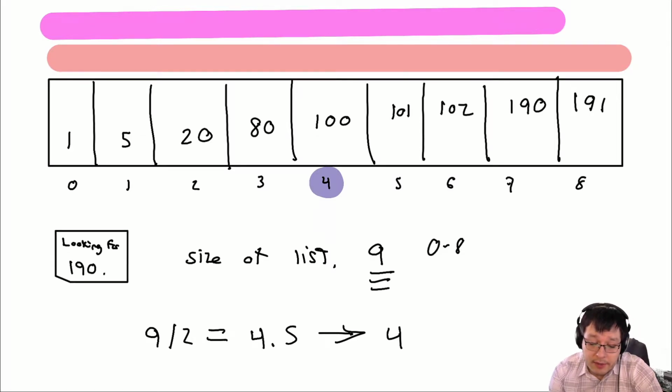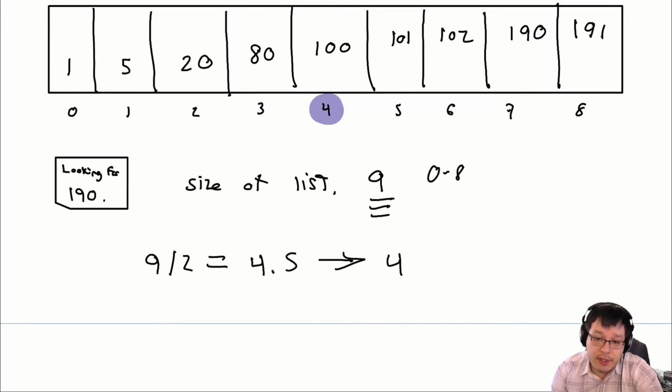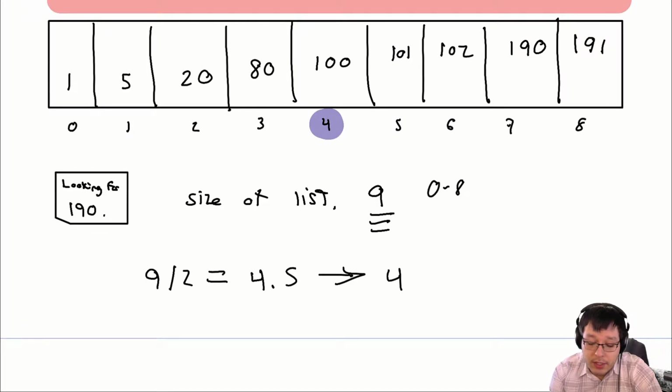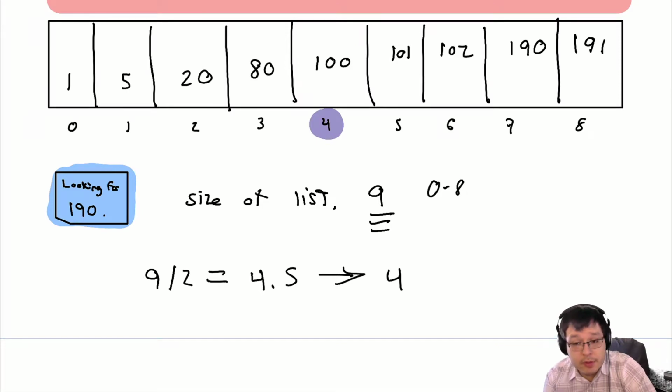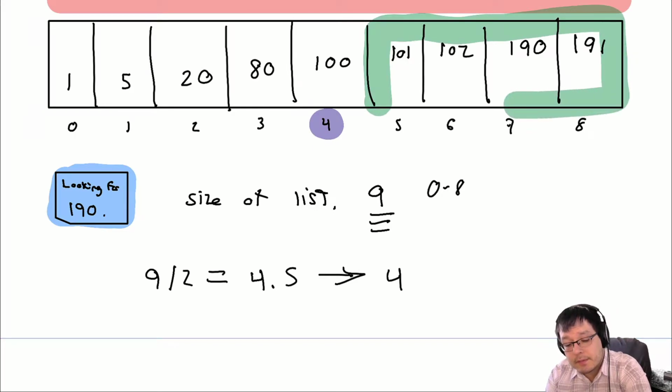And so from there, we are going to look at what is in index 4, which is 100, and compare it to what we're looking for. So we're looking for a 190, and we found 100. It turns out that, surprise, surprise, 190 is bigger than 100, right? So what does that mean? That means that if our item is found in this list, and it may or may not be, we don't know that yet, it's going to be on this side of the list.